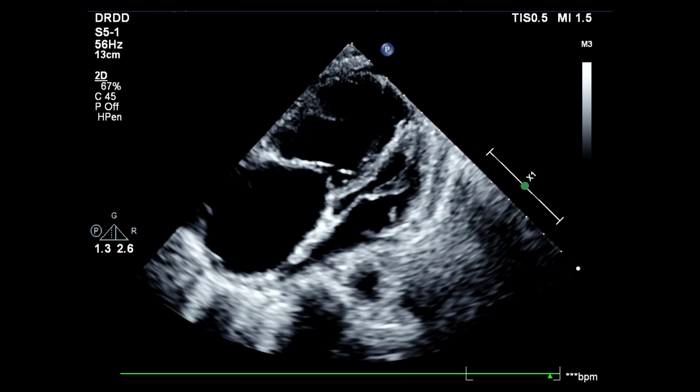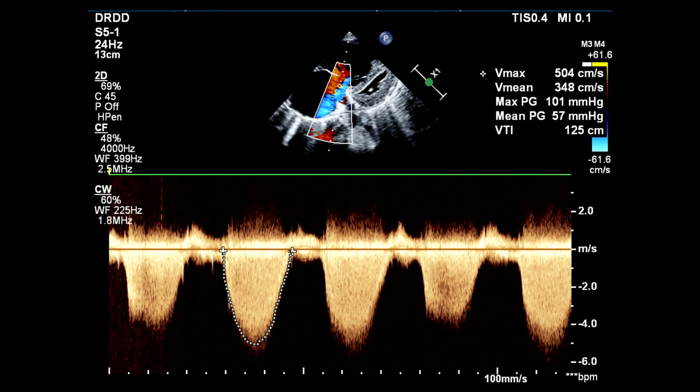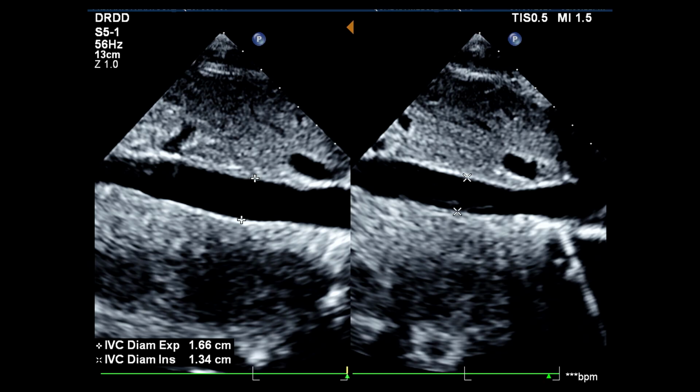And one more shot of the RV focused 4-chamber view. The patient has a florid TR with a maximum TR velocity of 5.04 meters per second, corresponding to a maximum PG of 101 millimeters of mercury, and the mean PG came out to be 57. So she has severe pulmonary hypertension. The inferior vena cava is again dilated and with very poor collapse with respiration.